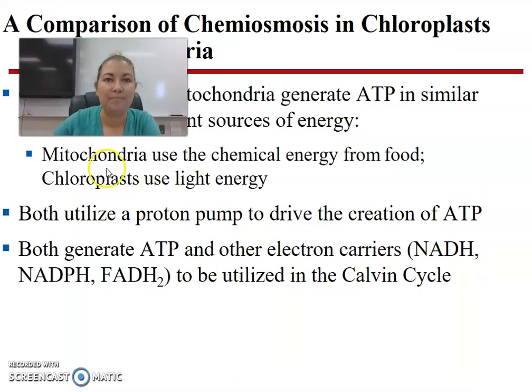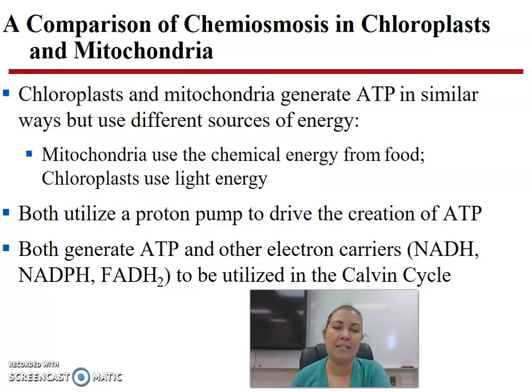So the other big idea in this last part of chapter 8 is this idea that chloroplasts and mitochondria have similar evolutionary backgrounds, and they actually act as if they're a cell within a cell.